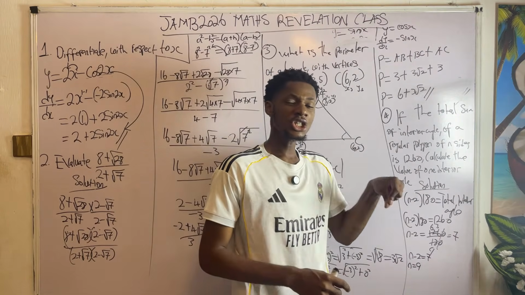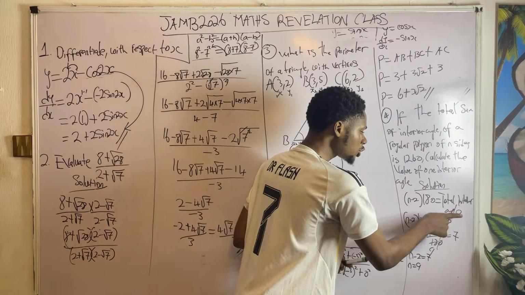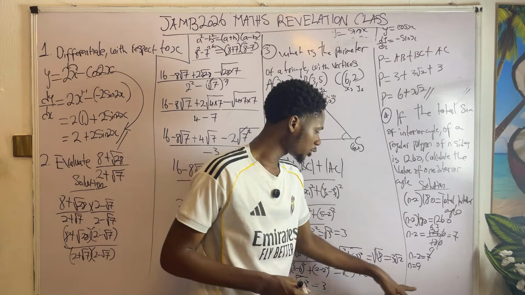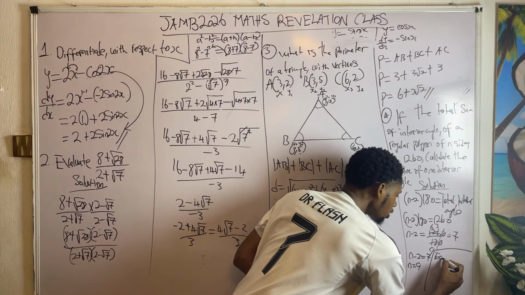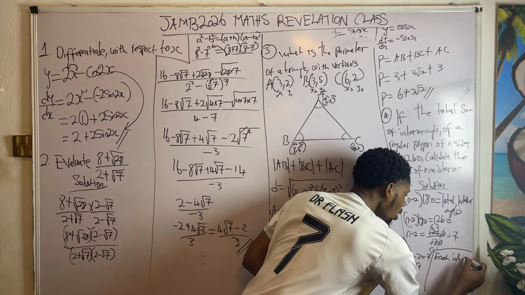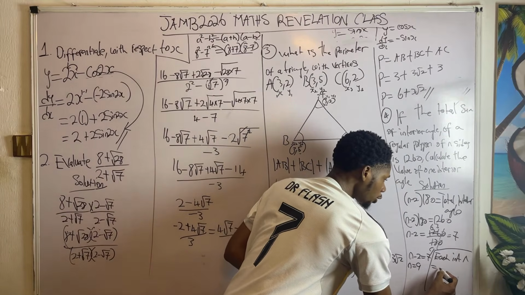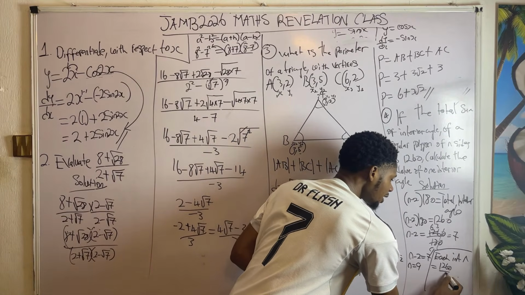Now, how do we get each interior angle? We are going to divide the total interior angle they gave us by the number of sides. So each interior angle will be equal to 1260 divided by 9.